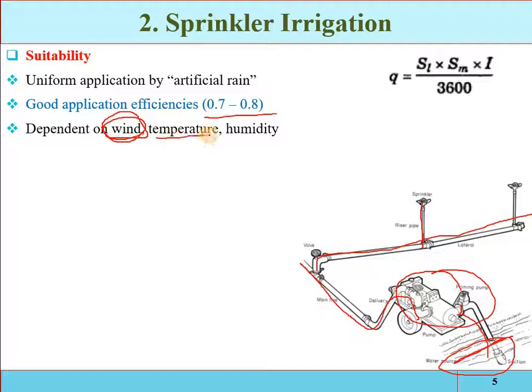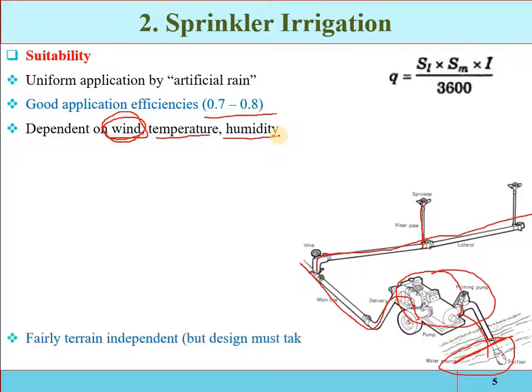Also the temperature. If in some area the temperature is high and you are applying the water by sprinkler means, you can see that it is generating a type of artificial rainfall. So the droplet size is very small, and before reaching the ground, it will be evaporated. And it is also limited by the humidity.